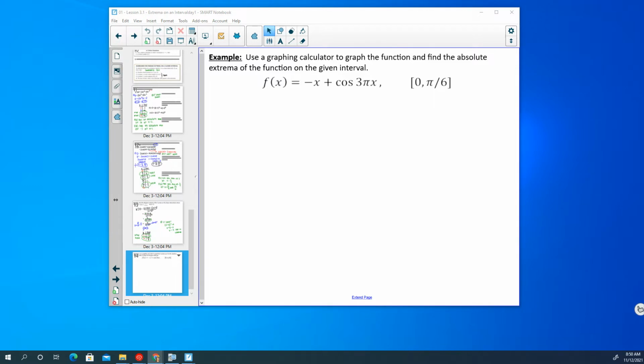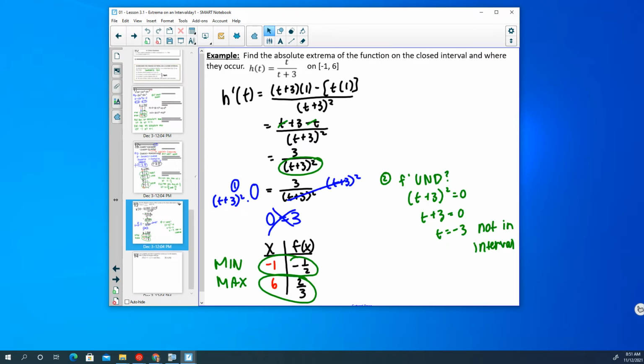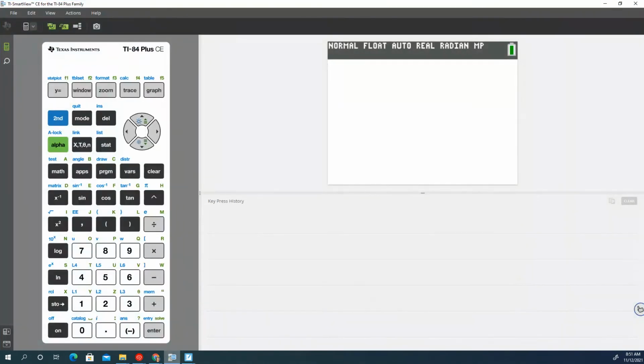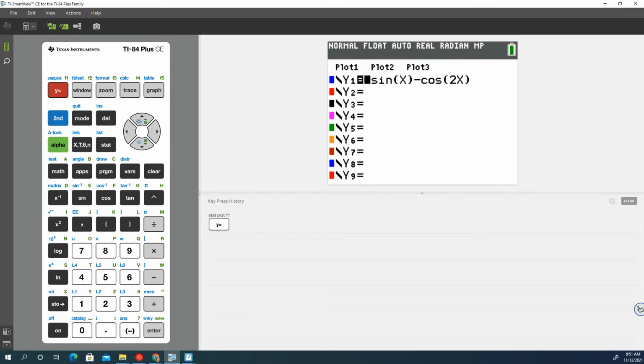We're finishing up the 3.1 notes with the graphing calculator problem. Instead of using our candidates test to locate our absolute extrema, this one says use a graphing calculator to graph the given function and find the absolute extrema of the function on the given interval. Let's type this function into our y equals: negative x, make sure you're in radian mode, plus the cosine of 3 pi x.